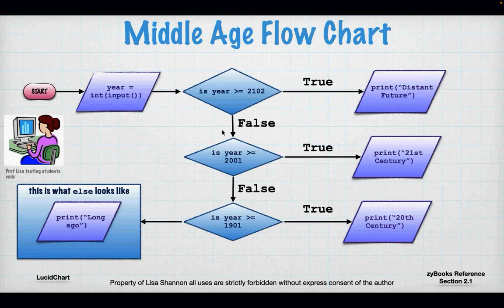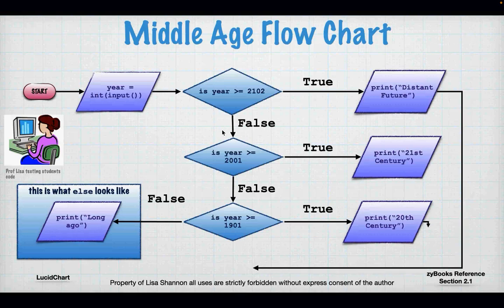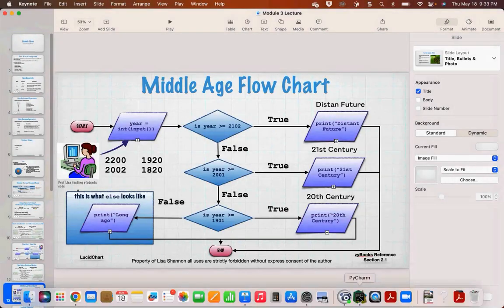What will happen is each of those diamonds, each of those lines of code, will only get executed when and if the previous one is not executed. And I don't like this flowchart. So we're going to go out, we're going to look at it in code.